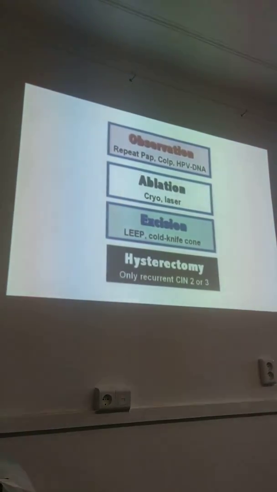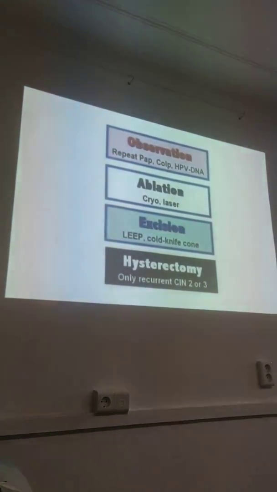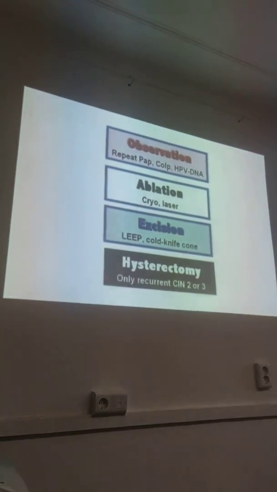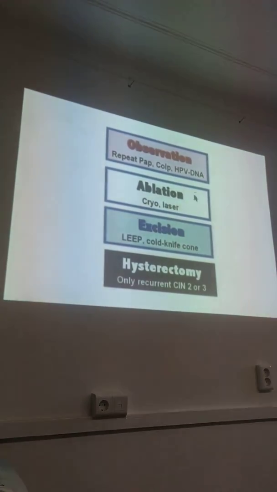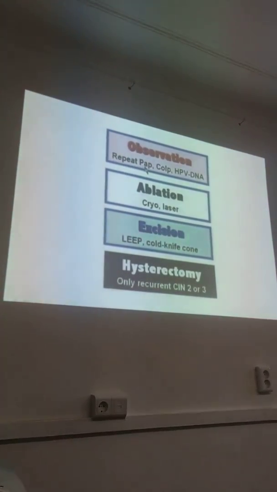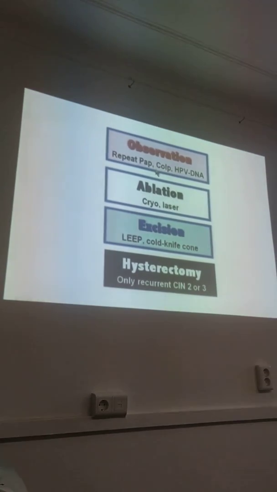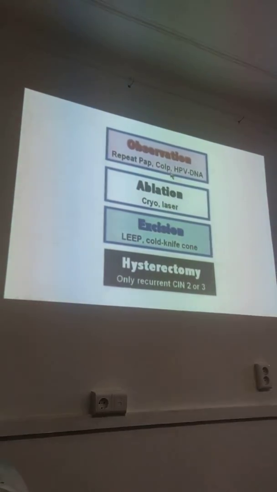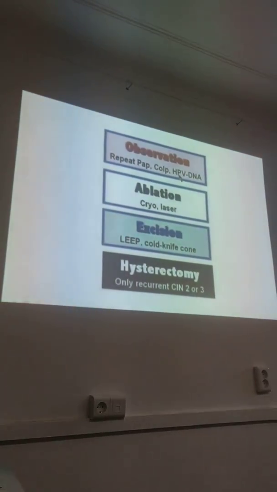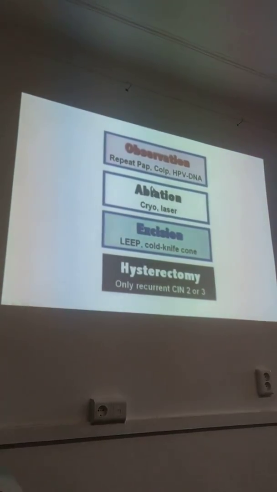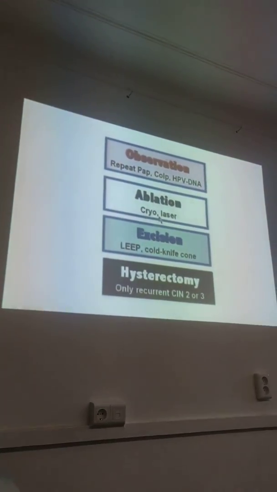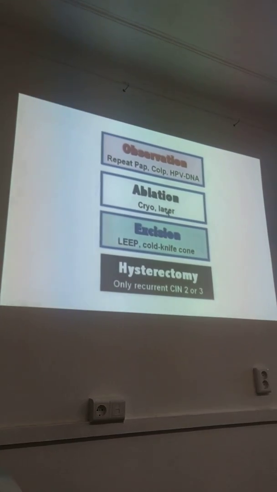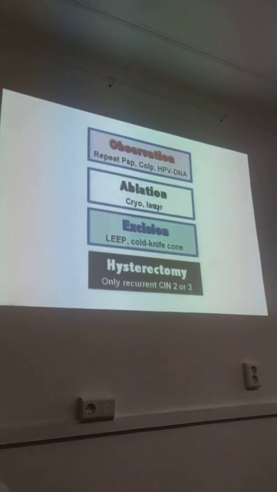All right, and this is really important to get straight because this would be a great board question. Our options are observation, ablation, excision, hysterectomy. Observation may be repeating the pap smear in 3 to 6 months, or it may be doing another repeat colposcopy or HPV DNA typing. Ablation, which is destruction of the lesion, most commonly is cryotherapy. Laser is going to be more expensive, more painful, because it has to be done in an operating room.